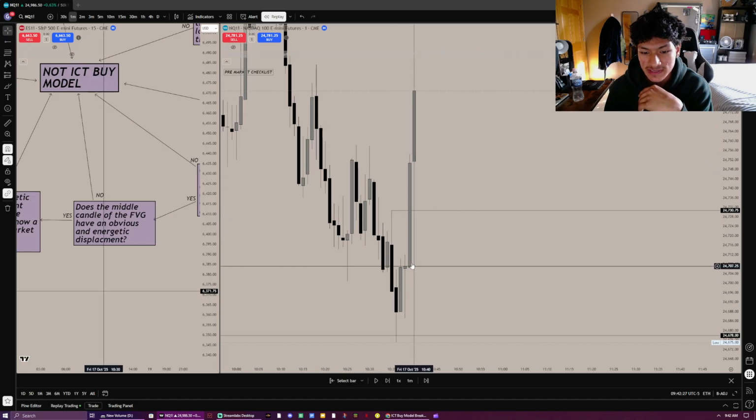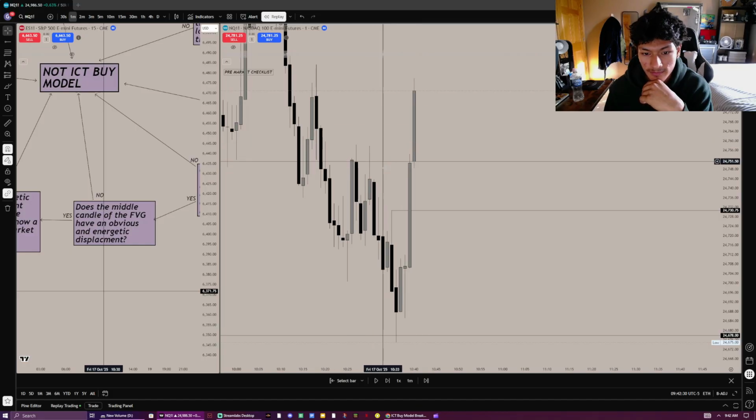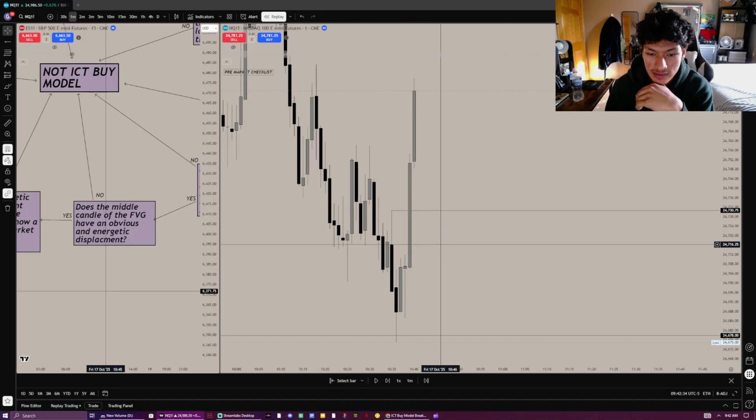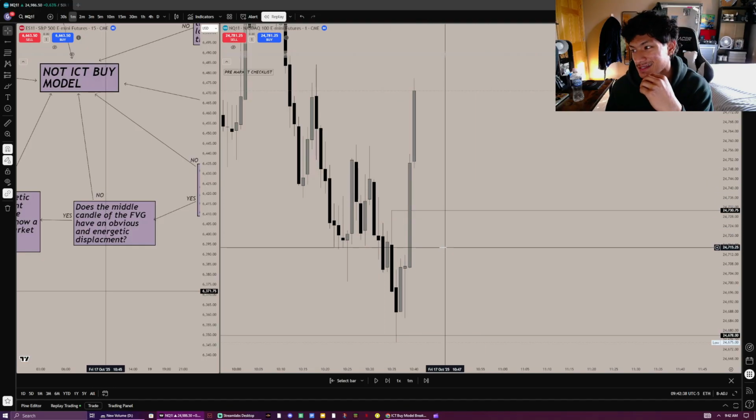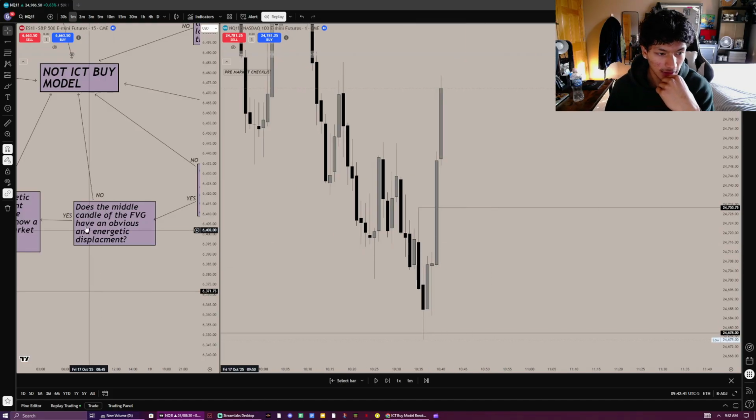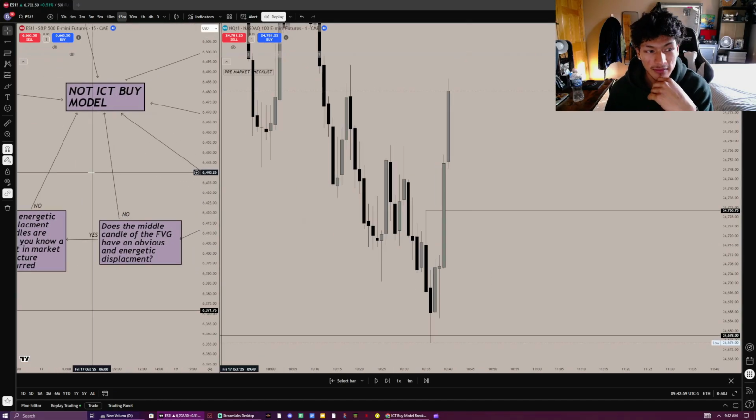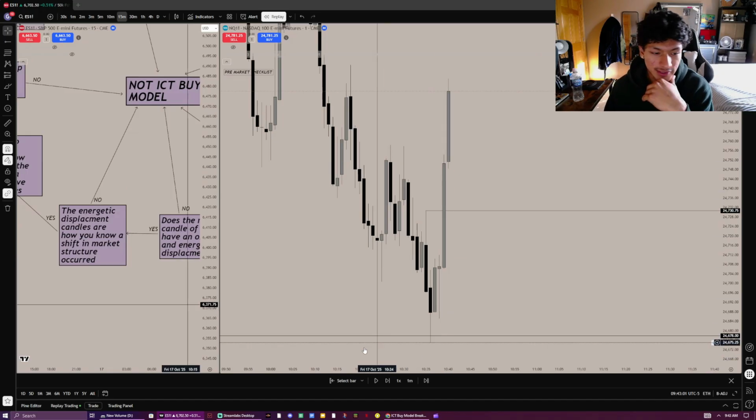But yes, the middle candle of this fair value gap broke structure. This is an energetic displacement, because look at the size of this candle. It broke market structure, a market structure shift, and it was huge and energetic, leaving this huge fair value gap, this BISI, buy side imbalance, sell side inefficiency. So yes, we can answer yes to that. If it was a no, that would not be an ICT buy model. But here, yes, we do have an energetic displacement.